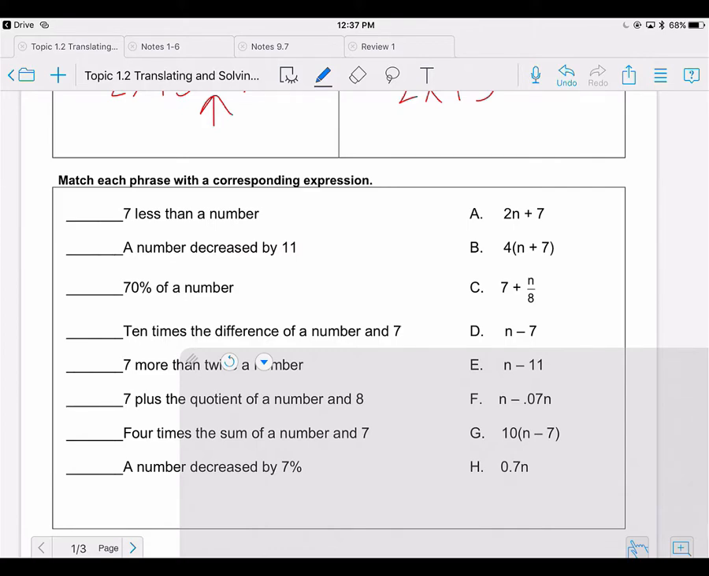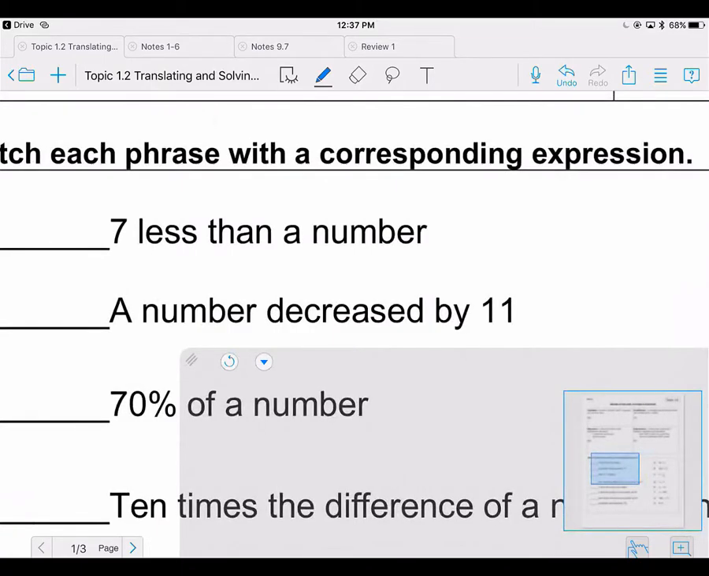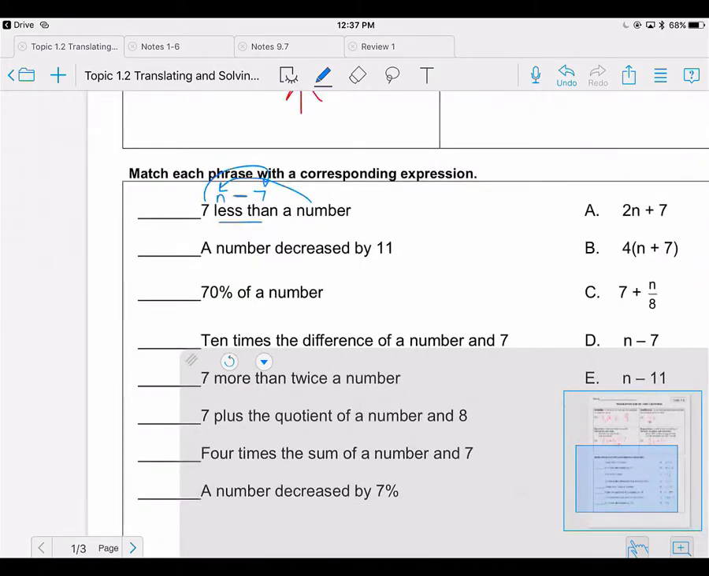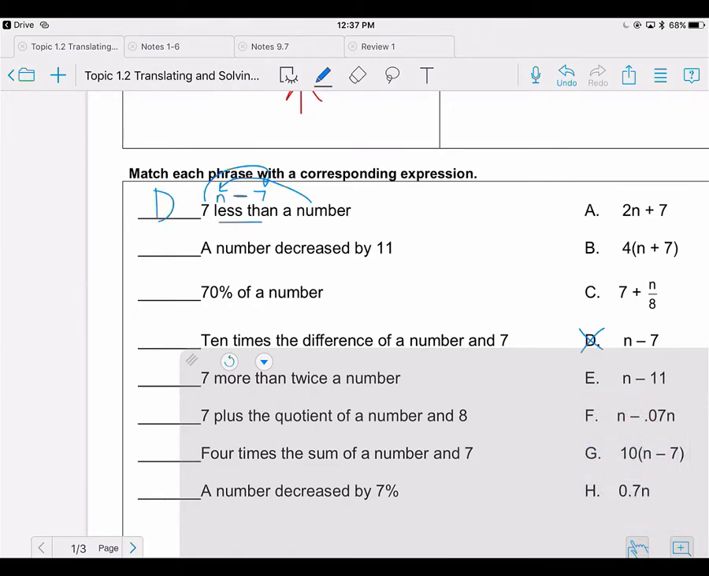So we are asked to match each phrase with a corresponding expression. So 7 less than a number. Less than is a turnaround word, meaning a number comes in front, less than we subtract, and whatever's in front of the word less than goes in the back. So n minus 7. So that would be answer choice D. A number decreased by 11. Decreased is a minus word, but it is not a turnaround word. Than is more your turnaround word. So a number decreased by 11 would be n minus 11, which is answer choice E.